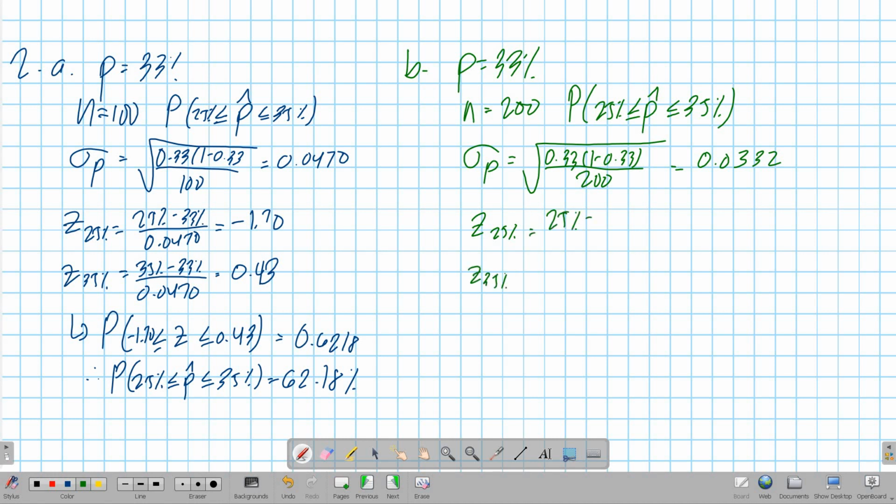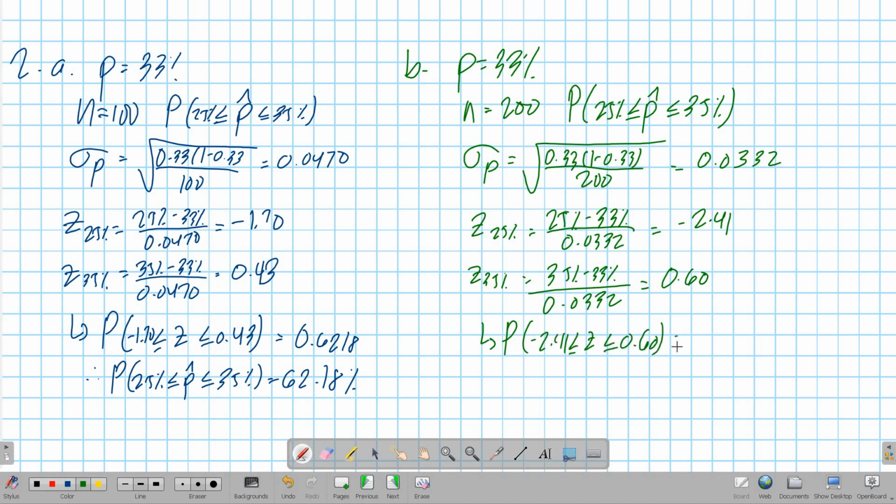So, computing now the z-scores for 25% and 35%. For 25%, we have 25% minus 33% over 0.0332. This actually gives us a value of negative 2.41. For 35%, you have 35% minus 33% over 0.0332. This gives us a value of 0.60. So it will now be the same as finding the z-score in between negative 2.41 and 0.60. In doing so, we actually get a value of 0.7177.